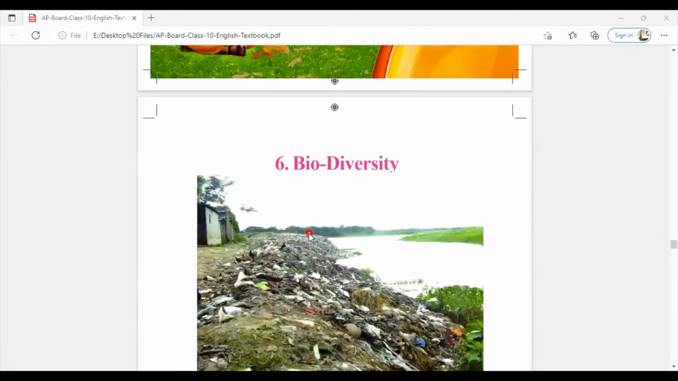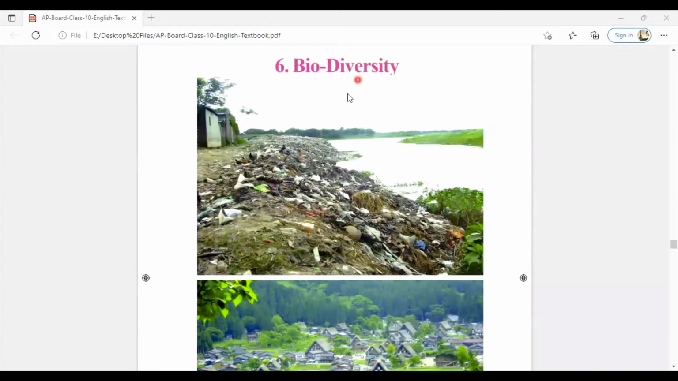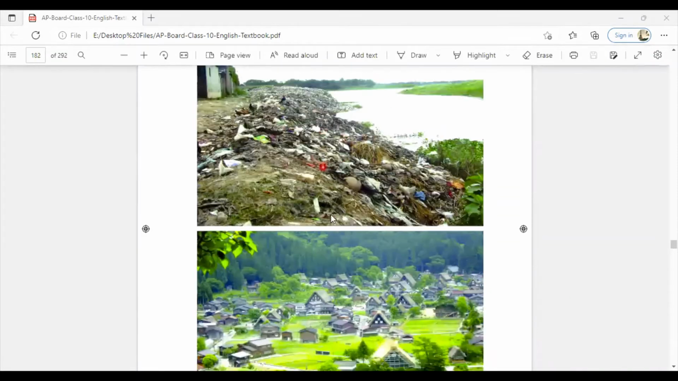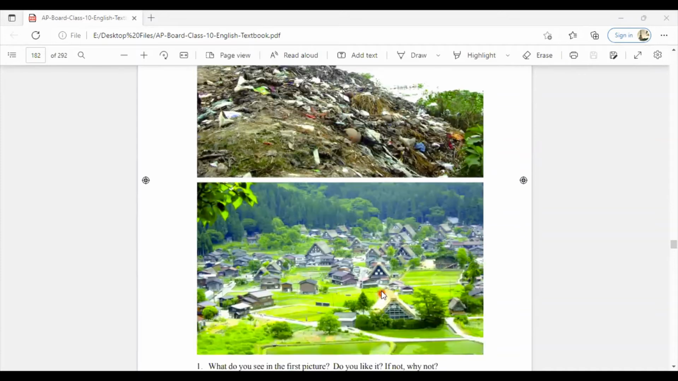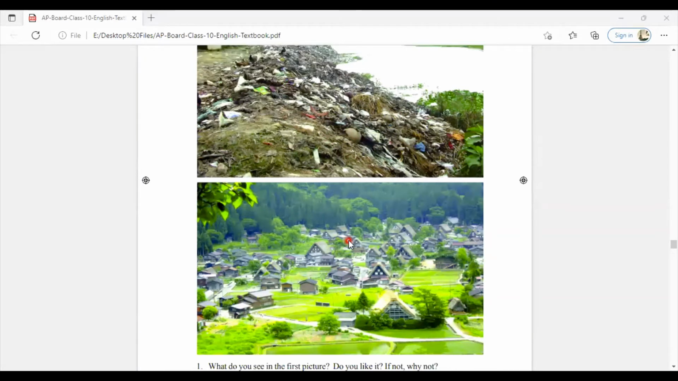You need to observe the pictures carefully because the theme is biodiversity. Two pictures you have here. Observe the pictures. I'm giving you half a minute. All right, now let us see the first question.